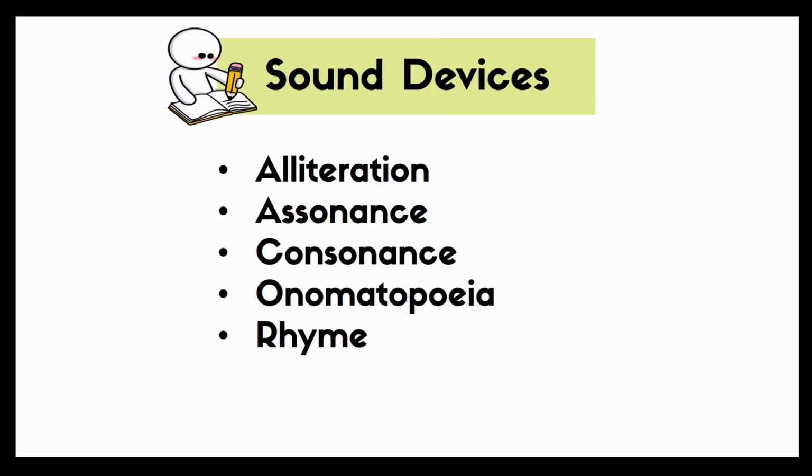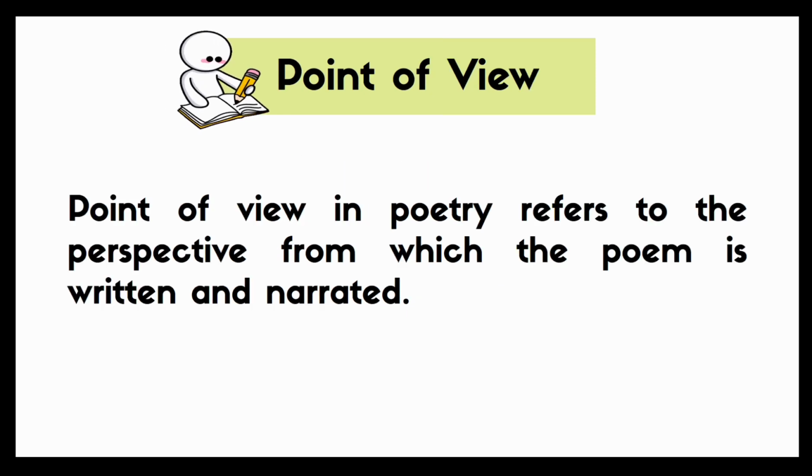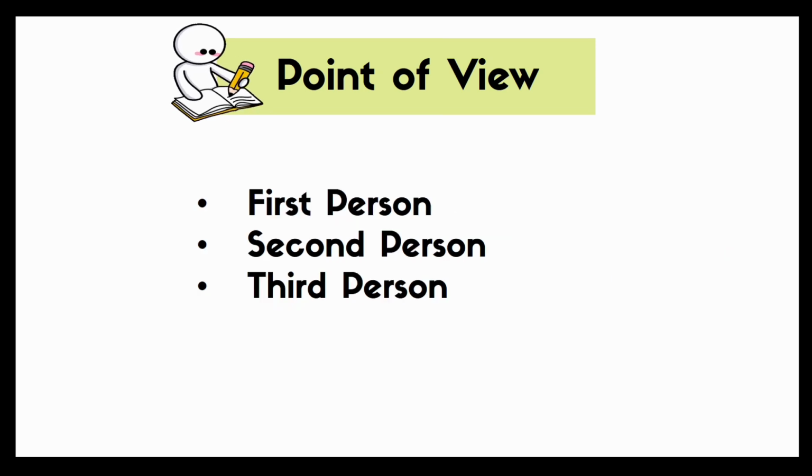The next is point of view. Point of view in poetry refers to the perspective from which the poem is written and narrated. The common points of view used in poetry are first person, second person, and third person point of view.